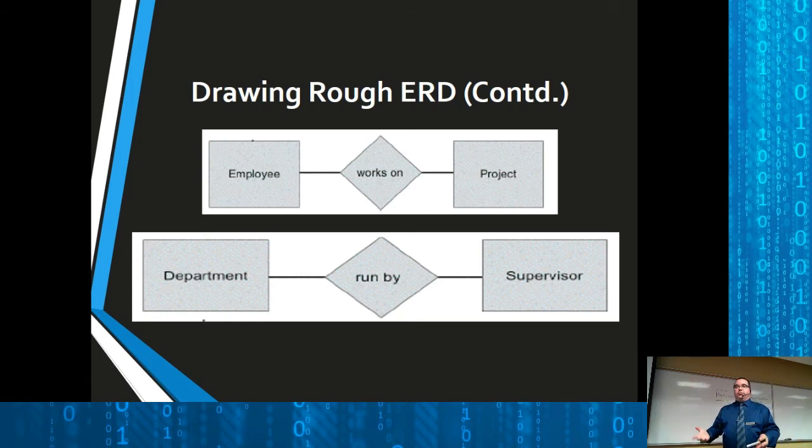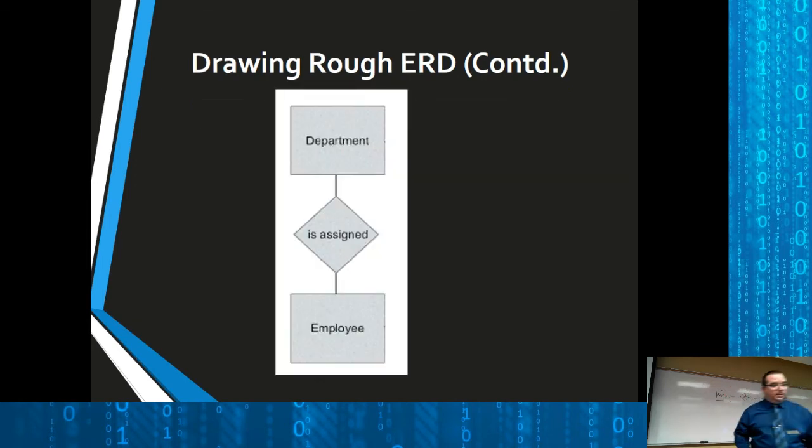An employee works on a project. That's usually what employees do. They work on something. They have a job. Okay? I use the word belongs to here. I could have used is assigned, because then the word is assigned applies in both directions, right? A department is assigned an employee. An employee is assigned to a department. There's a few different ways to do this. You tend to want to try to find the wording that applies in both directions. Sometimes it's hard and it doesn't work.